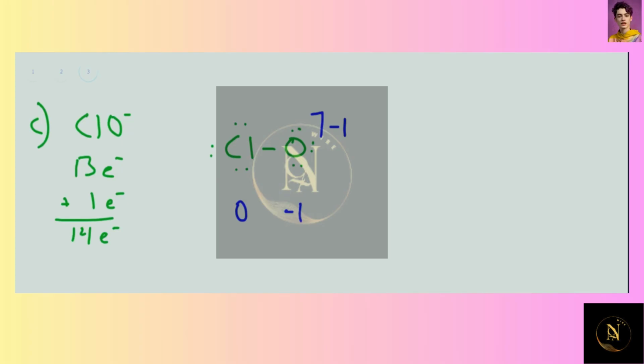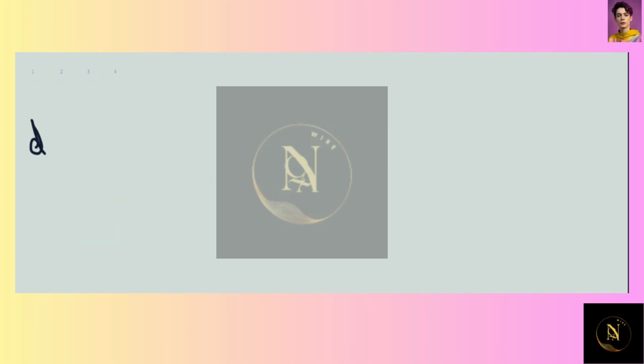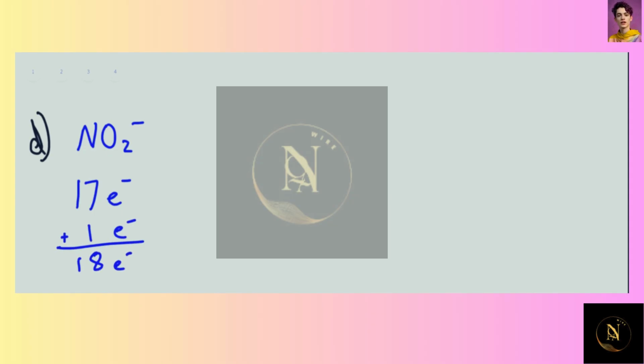So in our last part, part D, we're given NO2 minus. So nitrogen has 5 valence electrons. We're going to have 12 valence electrons from oxygen. So we have a total of 17 electrons, plus 1 because we have a negative charge. So we have 18 valence electrons in total.